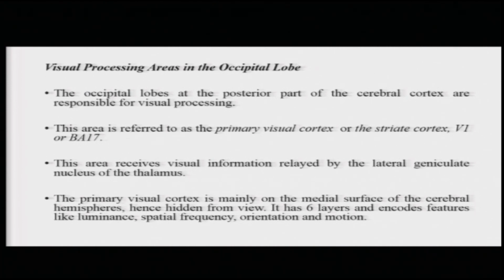Now, once the information reaches the primary visual cortex, let us talk a little bit about it. The primary visual cortex is mainly on the medial surface of the cerebral hemispheres. So, it is not something that you can see from the outside; it is between the two hemispheres, hidden from view. But it has 6 different layers, and it encodes different features like luminance, spatial frequency, color, orientation and motion. And there are different layers of neurons which are specialized in each of these functions.